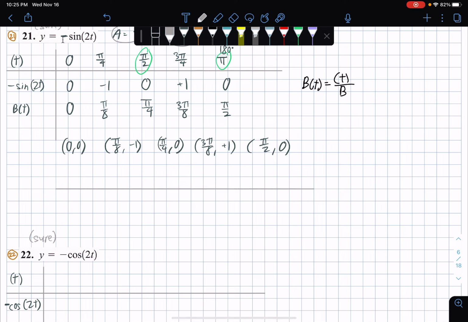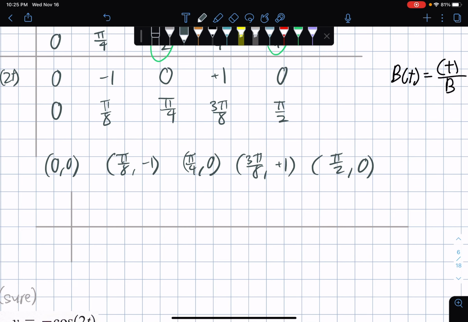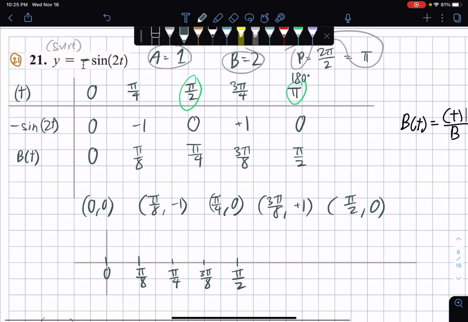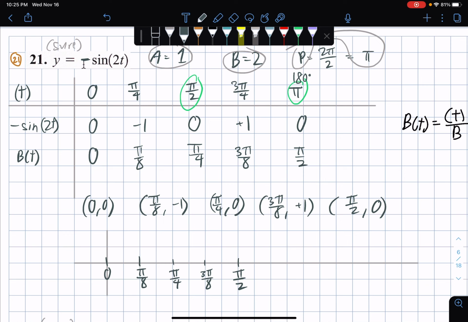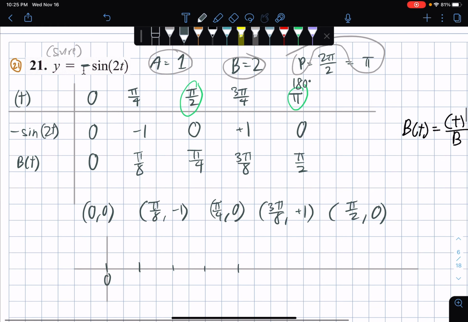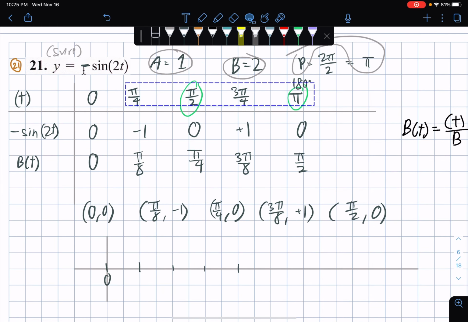Let's graph. So from 0 over here, next is pi over 8, pi over 4, 3 pi over 8, and pi over 2. Wait, I'm sorry. I got this all wrong. You just write the t values.